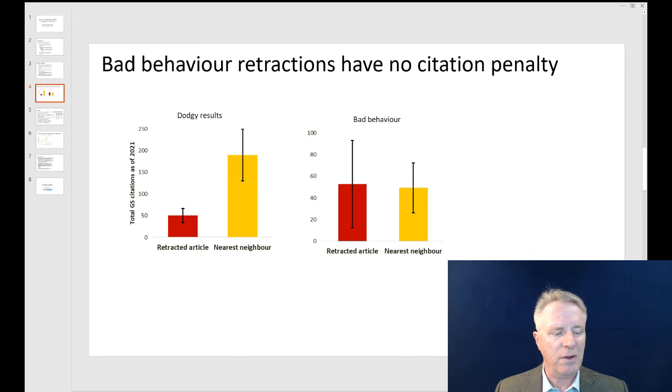Here's the first key result. The articles which were retracted because of bad behavior, these ones over here, have no penalty in terms of having lower citations than their control group articles, the nearest neighbor articles. In contrast, the articles which were retracted for the broad reason of having dodgy results, so data fabrication, data falsification, errors in data, or errors in analysis, have substantially fewer citations measured in early 2021 compared with the citations to their control group, the nearest neighbor articles. And the bars here are the 95% confidence intervals, which don't overlap at all.